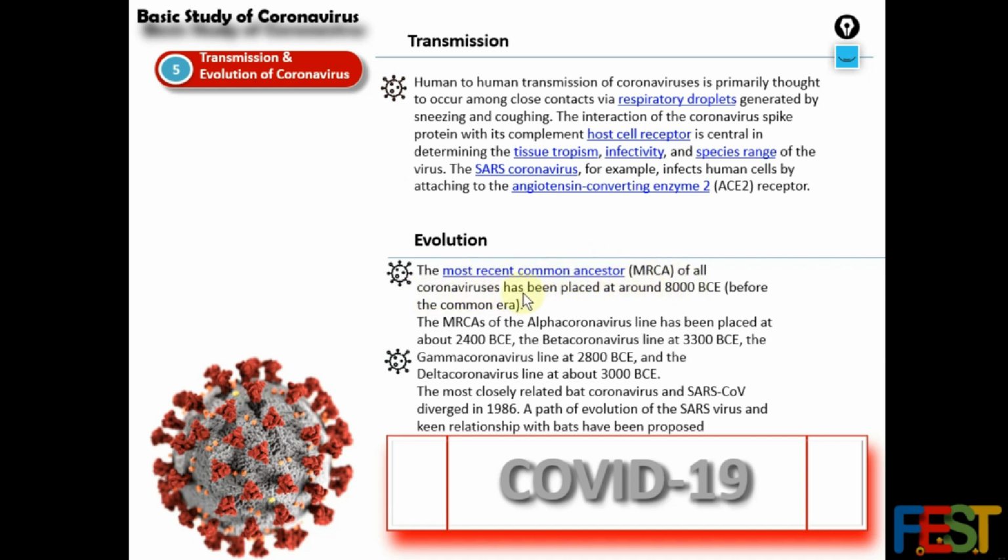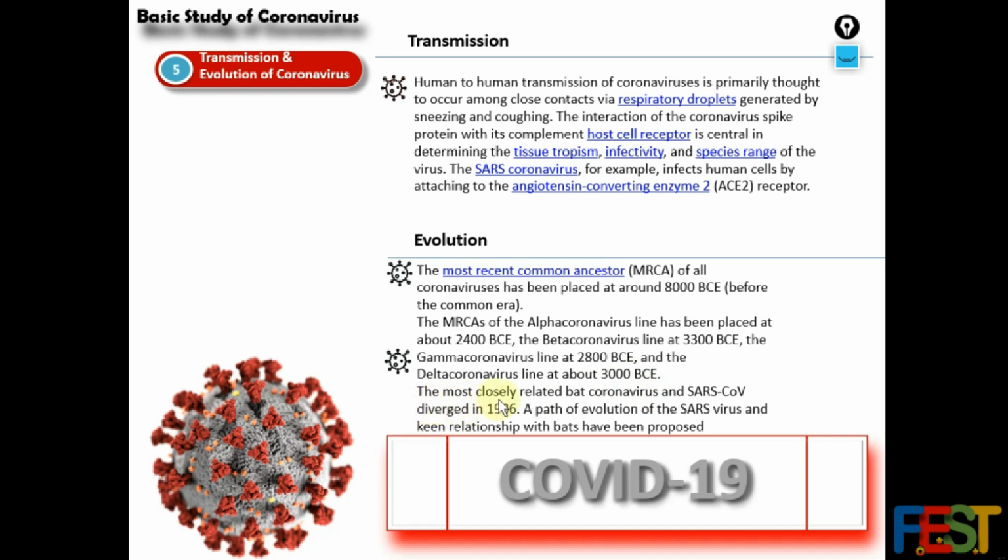Now the evolution. The MRCA, meaning the most recent common ancestor of all coronaviruses, has been placed at around 18,000 BCE, before the Common Era. The MRCA of the alpha coronavirus line has been placed at about 2400 BCE, and the beta coronavirus line at 3300 BCE. The gamma coronavirus line is at 2800 BCE, and the delta coronavirus line at about 3000 BCE.